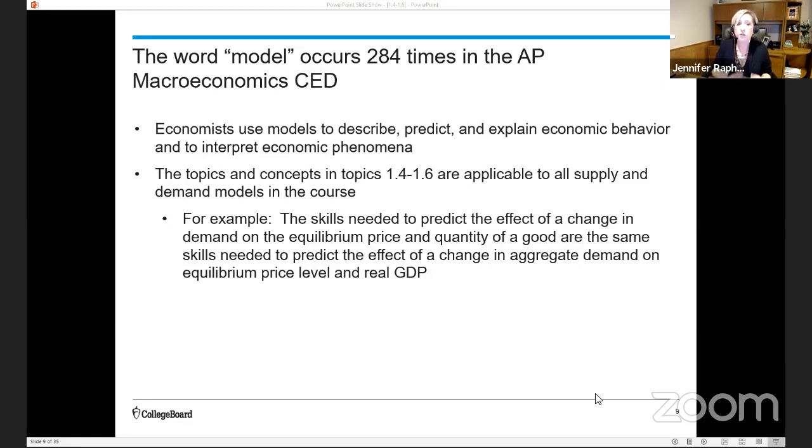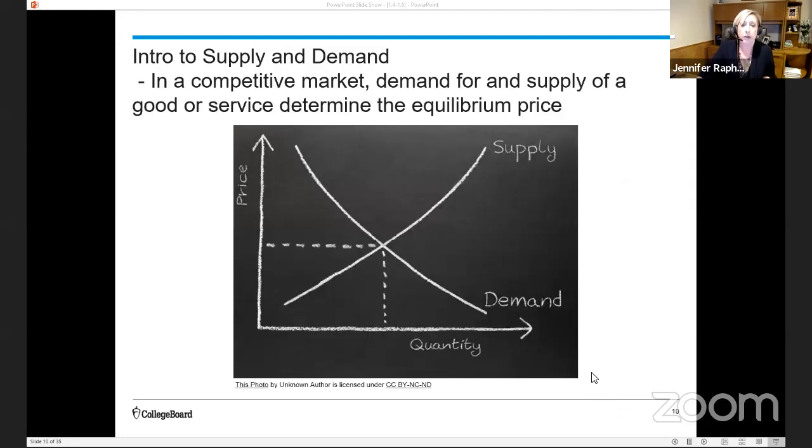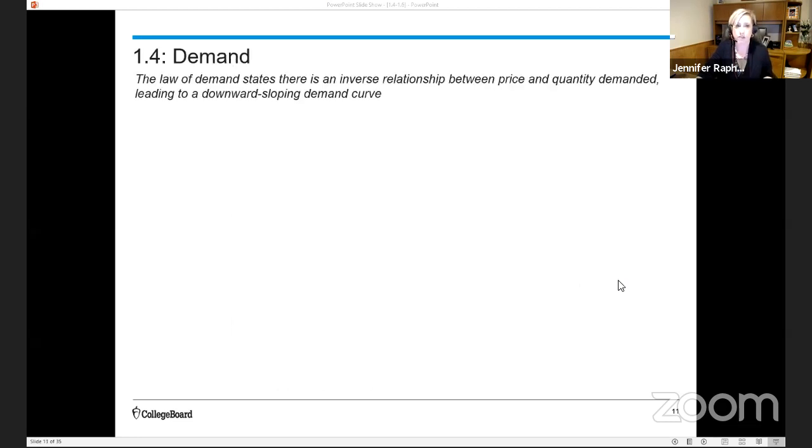What I hope to show you tonight is that these tools are incredibly helpful in answering any kind of question about macroeconomics. The enduring understanding for this part of the unit is that in a competitive market, demand for and supply of a good or service determine the equilibrium price. Let's start with the law of demand, which says there's an inverse relationship between price and quantity demanded, which produces the downward sloping demand curve.